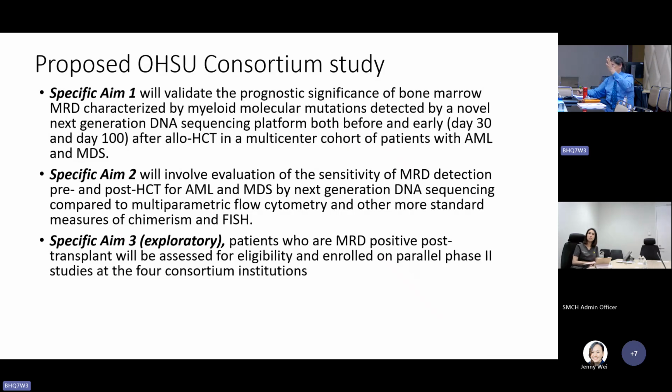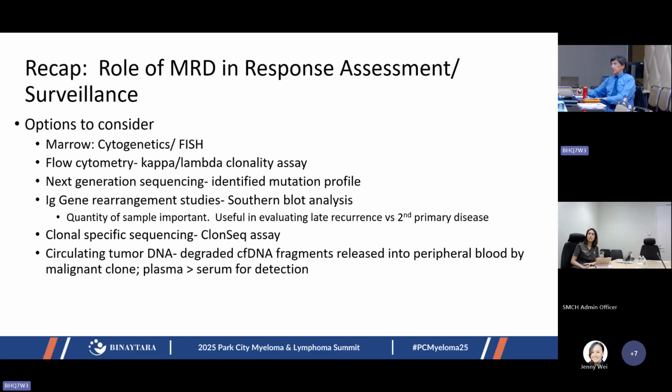So I told you, we proposed this consortium study, which was to compare mutation approaches in AML and MDS, next-gen sequencing and flow cytometry. When we did this, people said they liked it, but they did not believe that it was going to make a difference in AML. That was 2016. So just to finish, I think I have about 10 more minutes here.